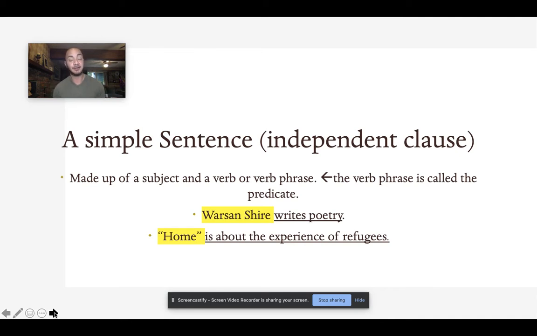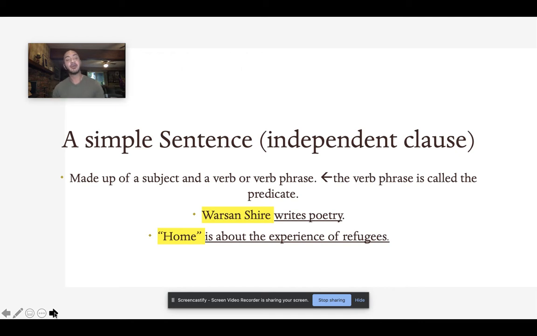So if we think about a subject, a verb, or a verb and a verb phrase, that is what makes our simple sentence. So to review and go back to the lesson that we did on compound sentences, you can take a look at the two simple sentences on the screen. The first one is Warsan Shire writes poetry. The second one is home is about the experience of refugees. In the first instance, Warsan Shire is your subject. She is the thing that is doing the action. Writes is your verb. It is the action word. And writes poetry is the verb in the verb phrase or your predicate.